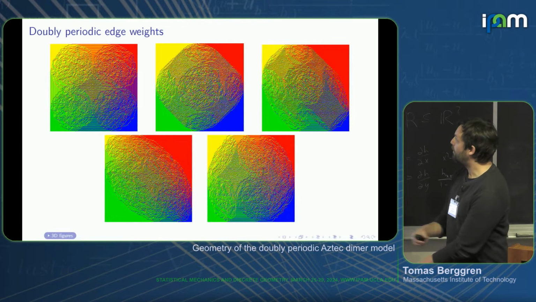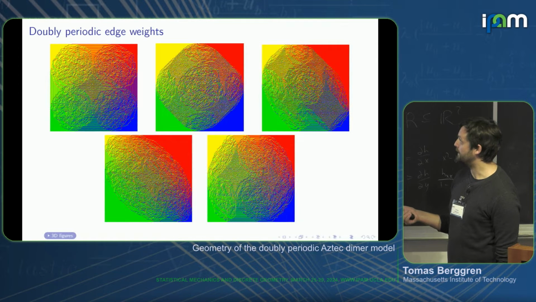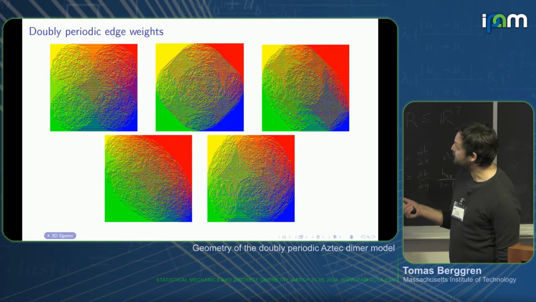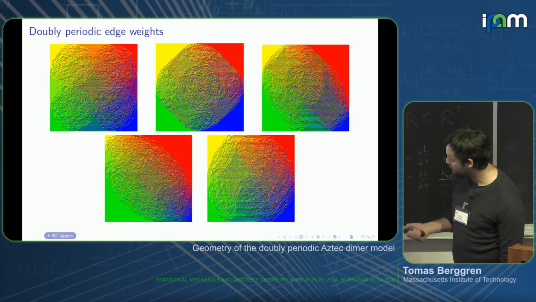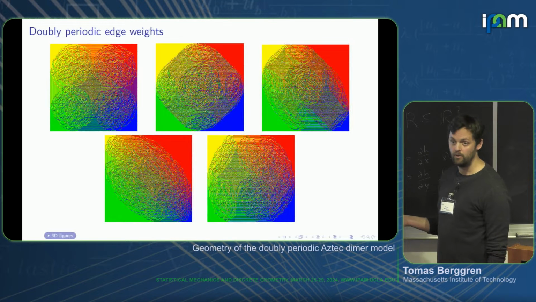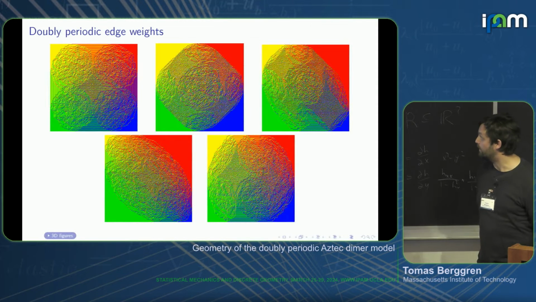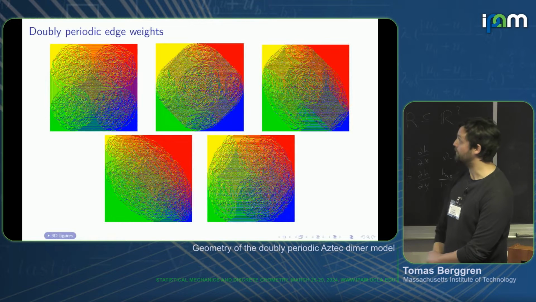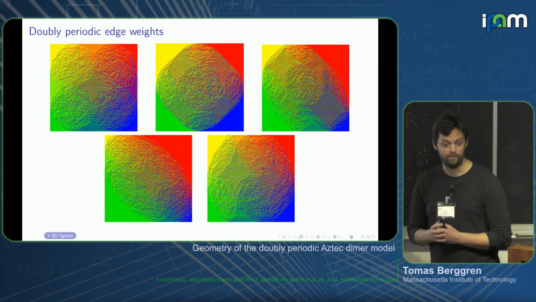So here I've taken some examples. Here K and L are equal to 2. Here K and L are both equal to 3. Here I think K is 1, also 2 and 2. And here maybe L is 3 and K is 2. So you see you get different behavior depending on your periodicity and your edge weights.